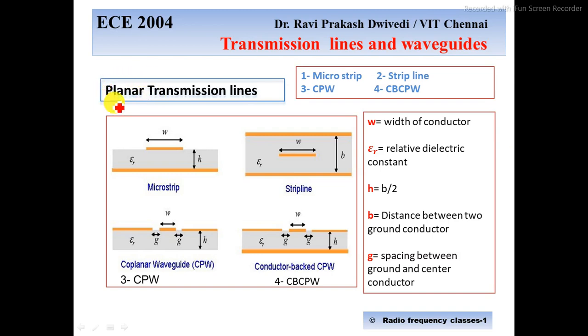When we talk about the planar transmission line, generally it has four types. The first one is microstrip line, second one is strip line, third one is coplanar waveguide, and fourth one is also part of coplanar waveguide, but it has a conductor backside. So it is called CB-CPW, conductor backed coplanar waveguide. As you can see here, four different types of planar transmission lines.